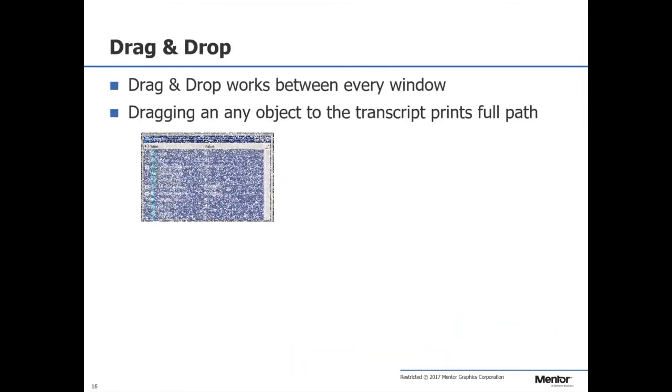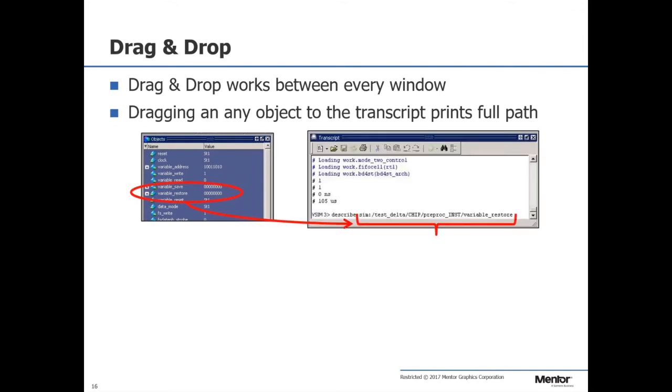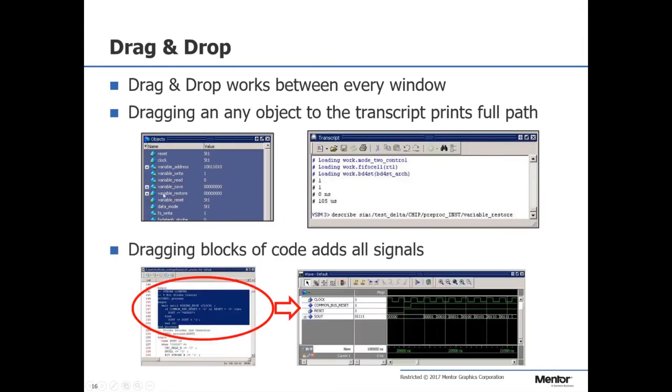All the different windows, you can drag and drop signals between them. So for instance, I can select a signal in the objects pane and I can drag it over to the wave window and it'll add to the wave window. Here I had selected it and I dragged it over to the transcript window. And what that did is it just said describe this signal name.